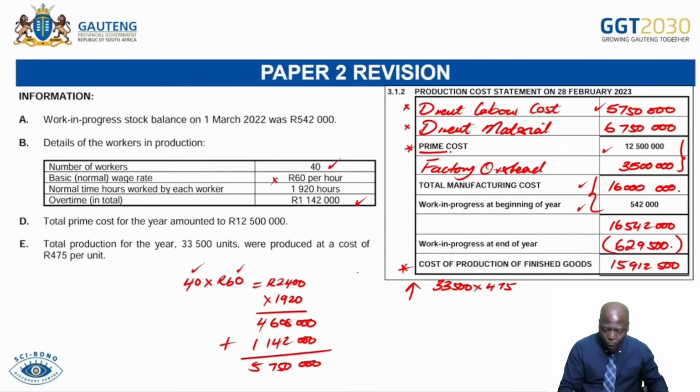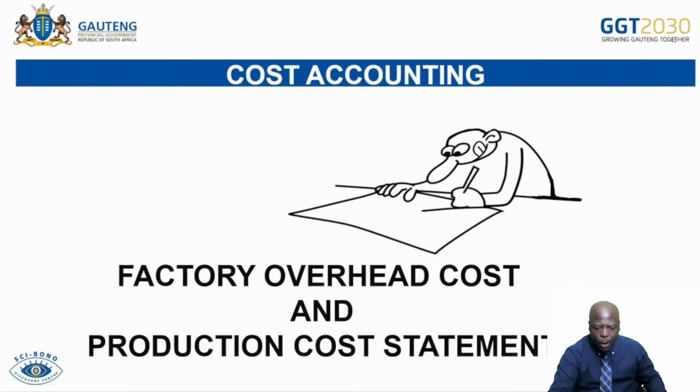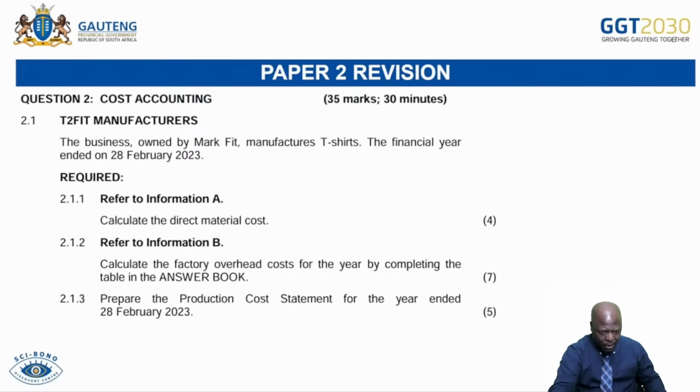Okay, so we're going to go again and do another activity, which is now our activity, the following activity. Okay, let's do that one and see the different way in which our cost accounting question was tested in this particular paper. So we're still looking at the factory overhead cost and the production cost statement. And this is going to require us to do our direct material cost, and then we're going to do the factory overhead as well as the production cost statement.